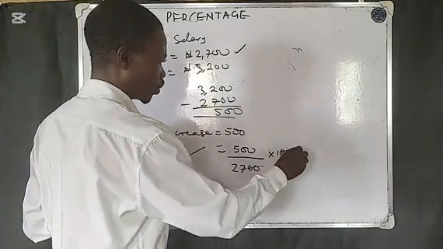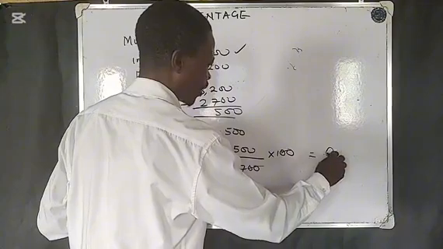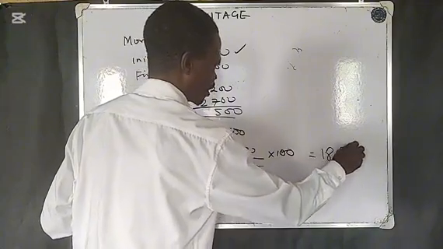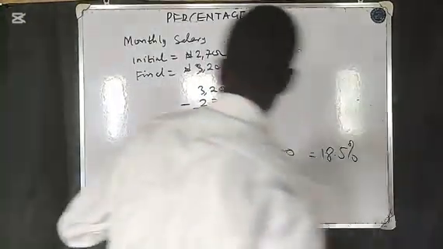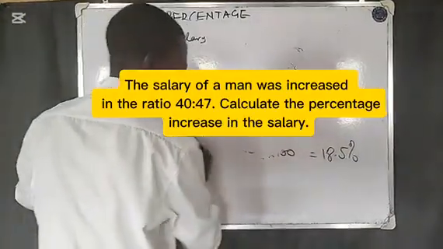This 200 will cancel this 2,700 partly, so it will give you 18.5 percent, right? It's as simple as that, right? The next one. Okay, salary of a man again.